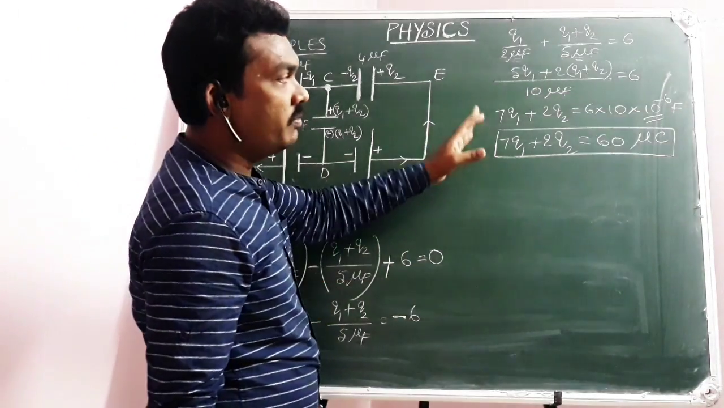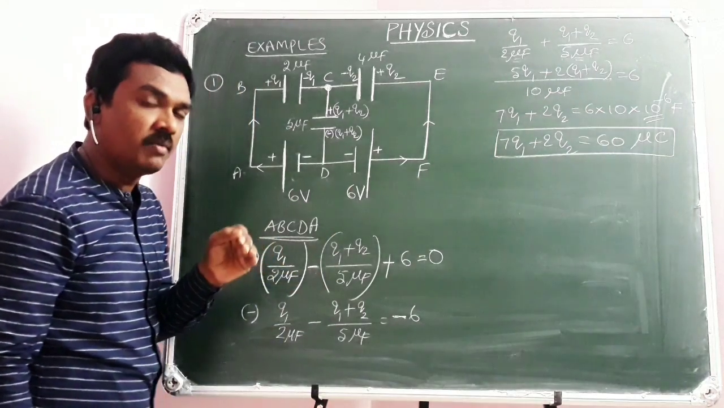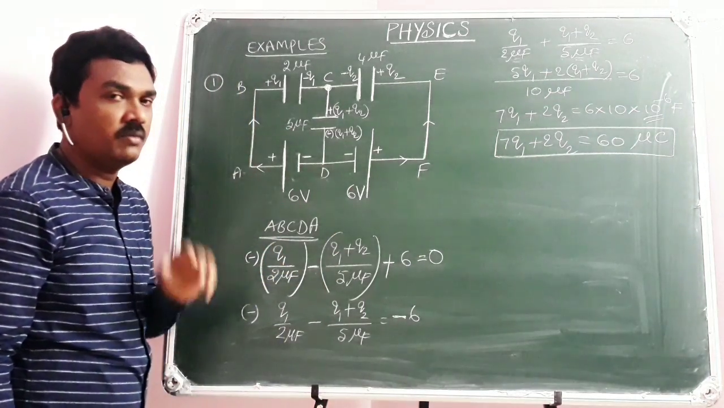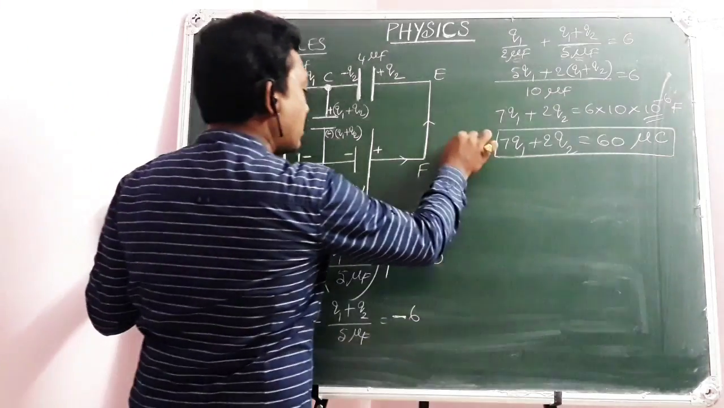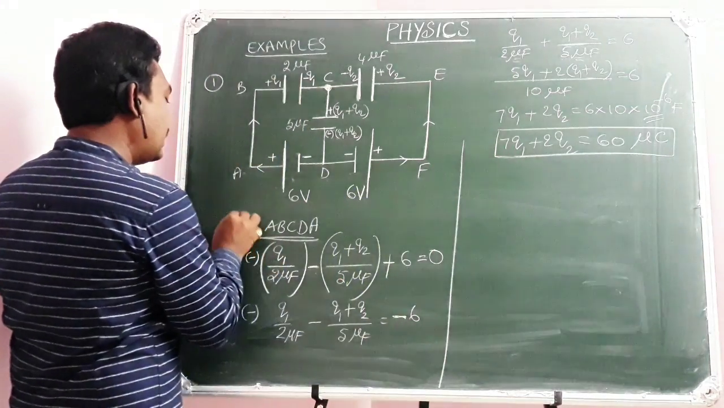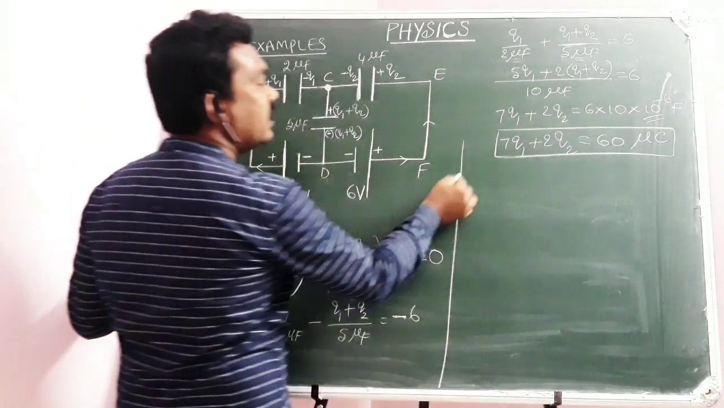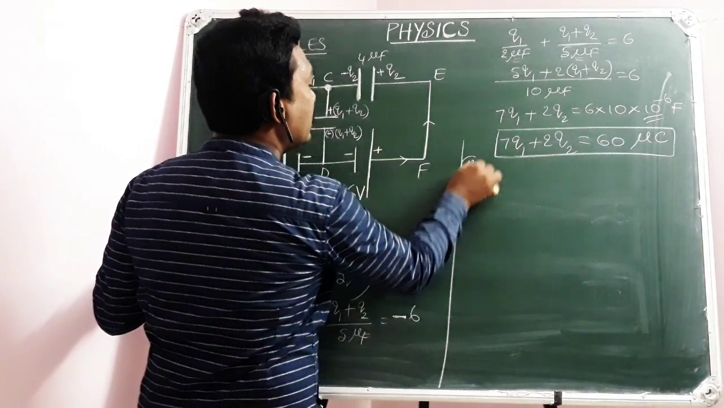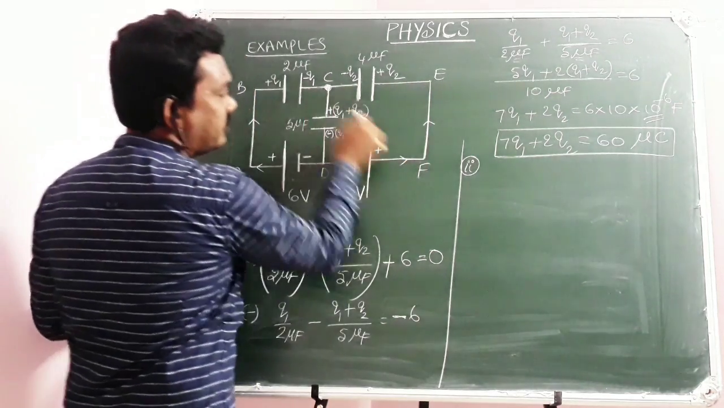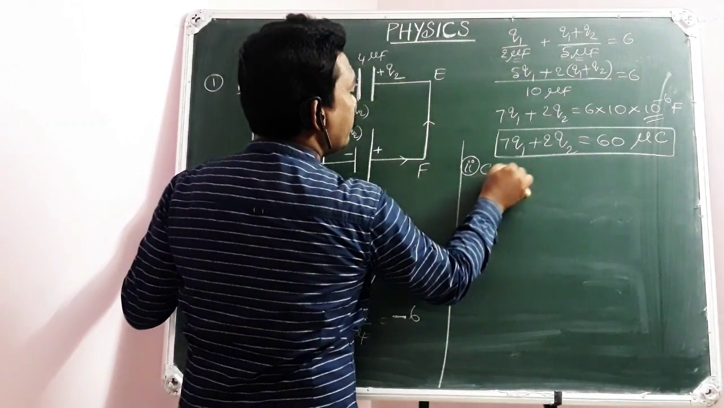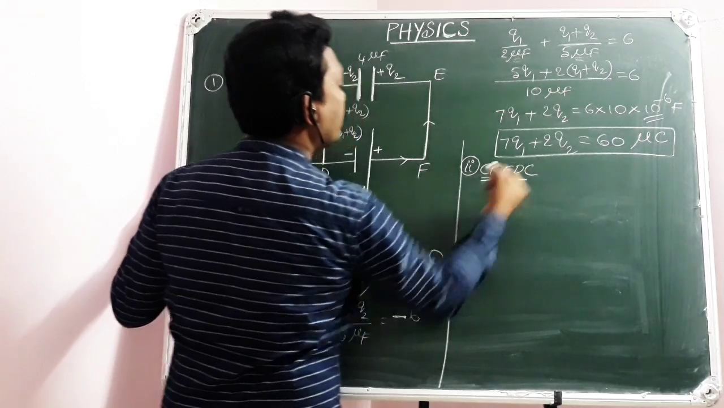So this is a very important part of calculation where people commit mistakes. So I got one equation. Now here I am going for the second equation on taking the second loop. What is the second loop here? CEFDC. CEFDC is the second loop.